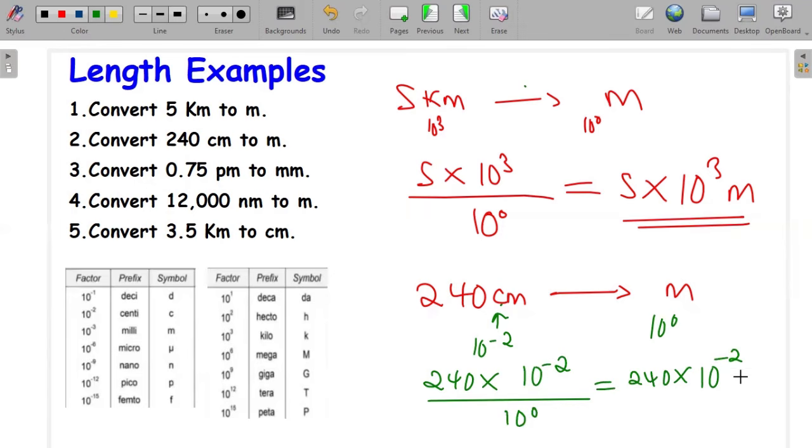All right, so the units here will just be simply meters. So we have converted the 240 centimeters that we had to the meters. Okay, so let's do part 3.